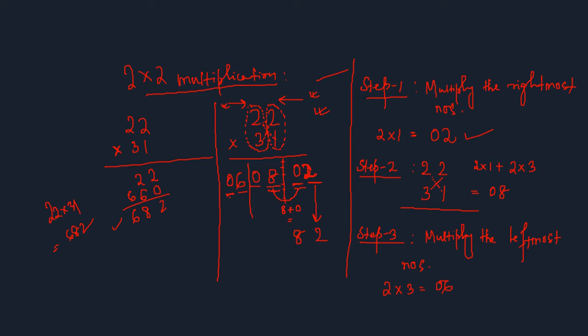Similarly, the number 0 and the number 6 occur across this bracket. We will simply add them up. Now the last step that remains is the leftmost number, that is 0. We will bring it down as it is, just like the rightmost digit 2. Hence the number obtained is 0, 6, 8, 2. Or you can say the product of 22 and 31 is 682.